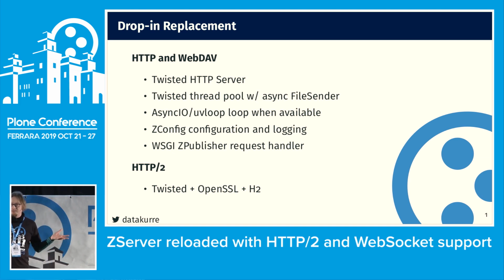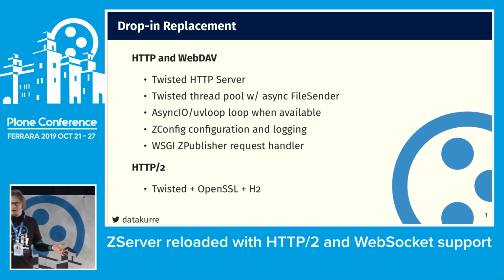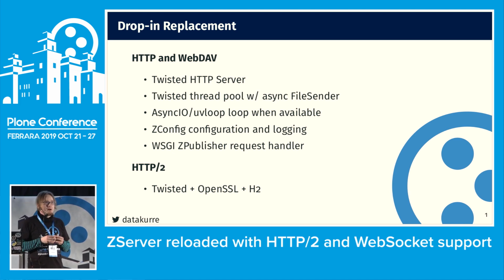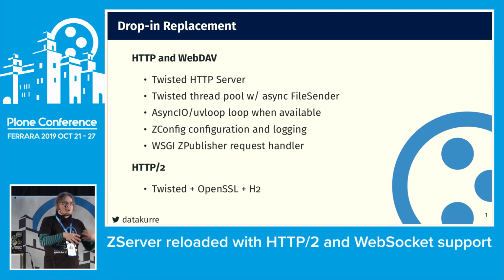Okay, so ZCML configuration as usual. But one thing I tried to make more future-proof: I no longer used the old C publisher for ZServer, but I tried to use the new WSGI publisher so there would be less code to maintain. So I try to use all the new stuff as possible. I just translate the Twisted request to a WSGI request for the publisher to be able to reuse that code.